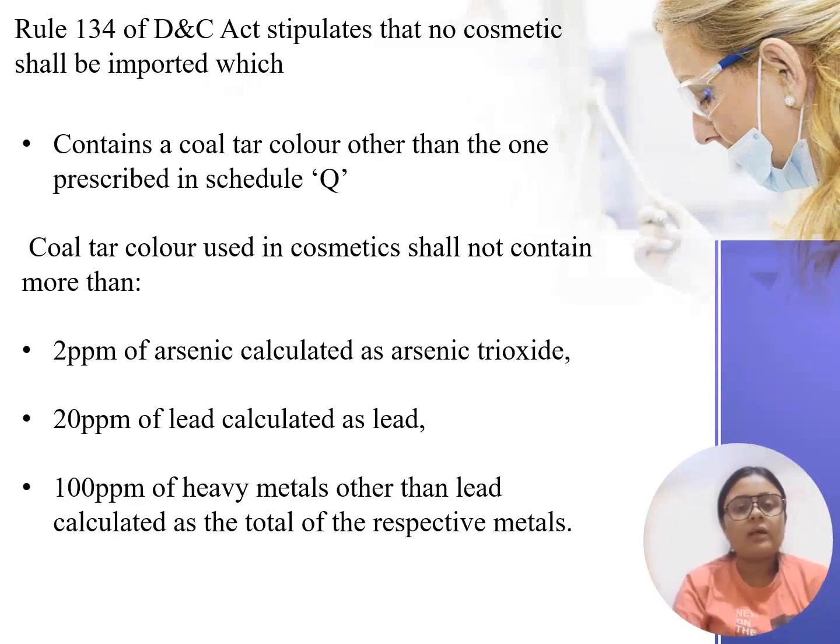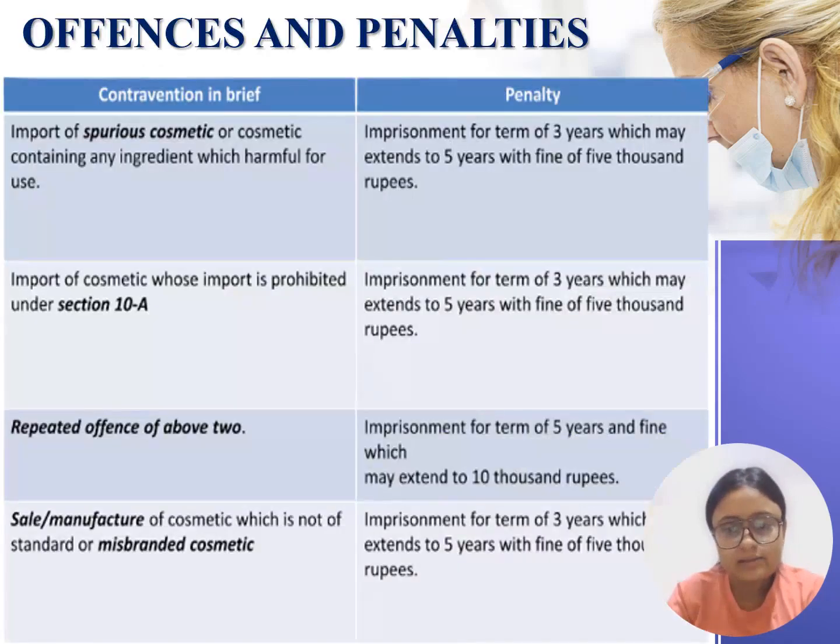Rule 134 of the Drugs and Cosmetics Rules stipulates that no cosmetic shall be imported which contains a coal tar color other than the one prescribed in Schedule Q. Coal tar color used in the cosmetic shall not contain more than 2 ppm, that is parts per million, of arsenic calculated as arsenic trioxide, 20 ppm of lead calculated as lead, and 100 ppm of heavy metals other than lead, calculated as a total of the respective metals.